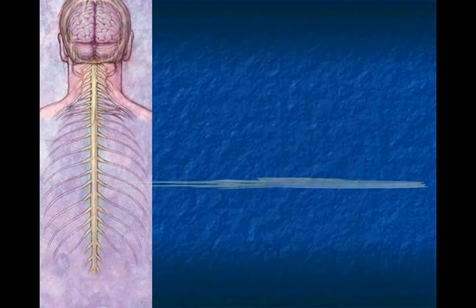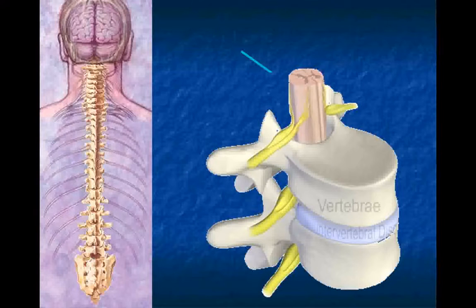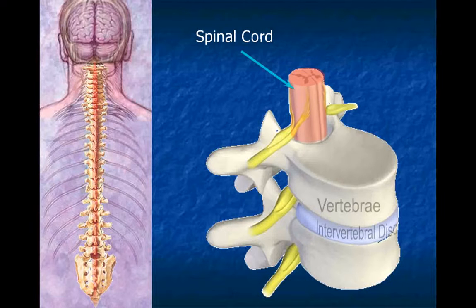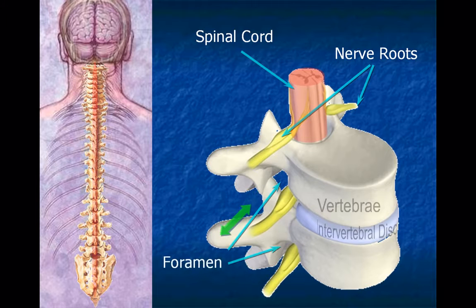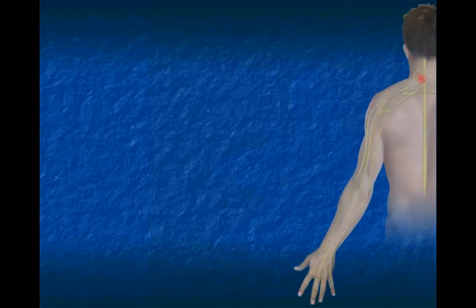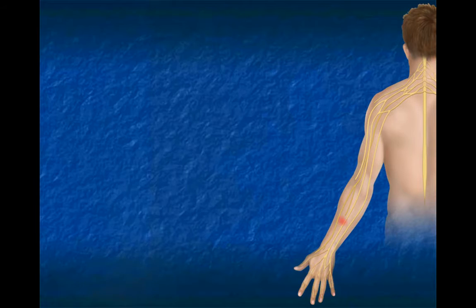The spinal vertebrae surround and protect the spinal cord as it extends from the base of the brain through the spinal canal to the base of the spine. There is one large nerve root extending off of the spinal cord between each vertebra on both the right and left sides. Vertebrae are shaped with holes or foramen to allow the nerve root to freely pass and exit between each vertebra. Every muscle in the upper extremity is supplied by the nerve roots that travel down the arm.